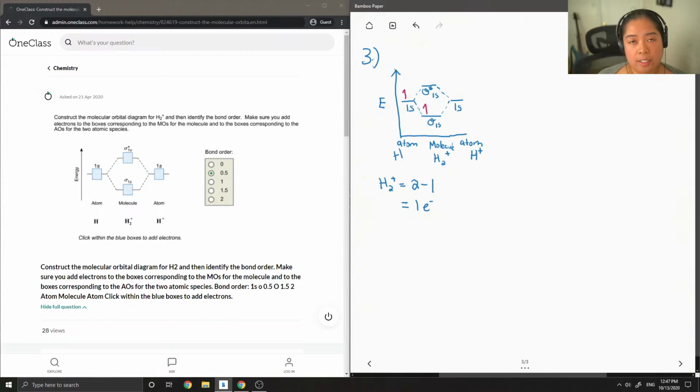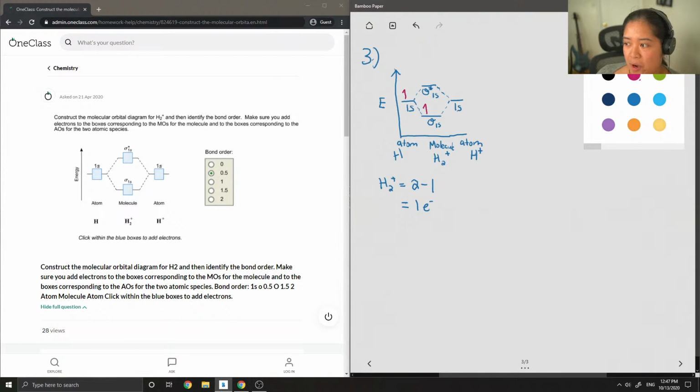It's pretty simple. Hydrogen is one of the easiest elements to write with a molecular orbital diagram. But as the compounds get more complex, you tend to have different levels, and it gets more complicated. But in our case, this is just a simple molecular orbital diagram.